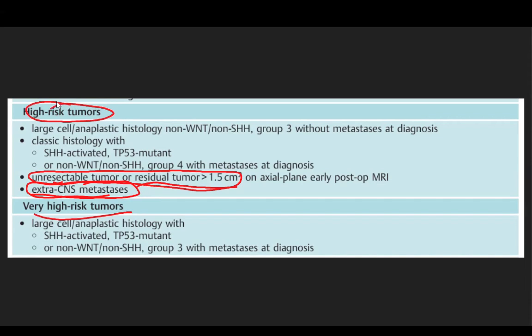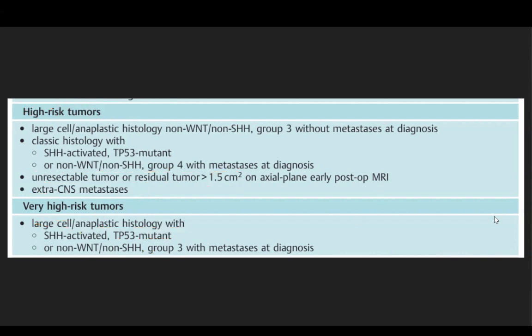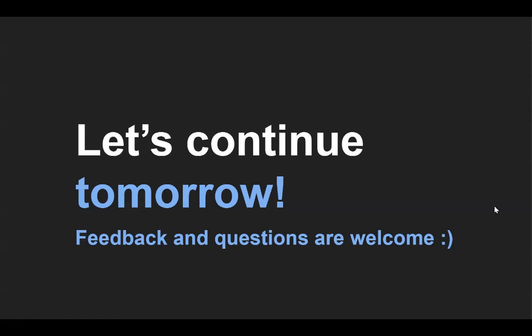So very high-risk tumors: large cell anaplastic histology, TP53 mutants, or group 3 with METs. There are only 2. Okay, I'll clear this and we will move on. Let's continue the rest of the medulloblastoma tomorrow. Hopefully it's going to be the last of our sessions regarding medulloblastoma, but this one was difficult and I wanted to go slow and help all of you in remembering and retaining all of it.